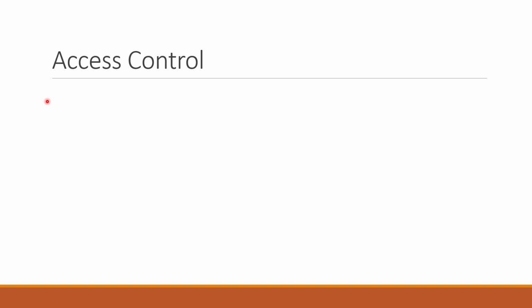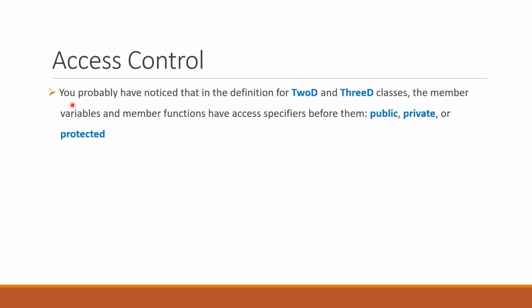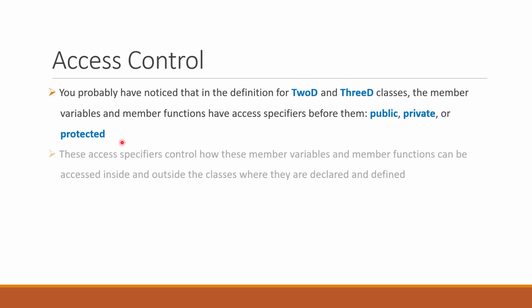Now we will discuss access control. You probably have noticed that in the definition for the 2D and 3D classes, the member variables and member functions have access specifiers before them: public, private, or protected. These access specifiers control how these member variables and member functions can be accessed inside and outside the classes where they are declared and defined.